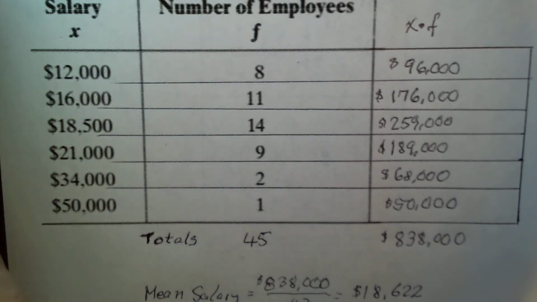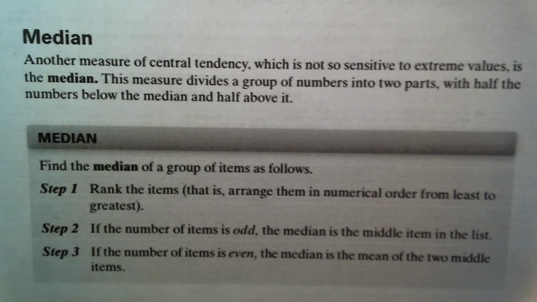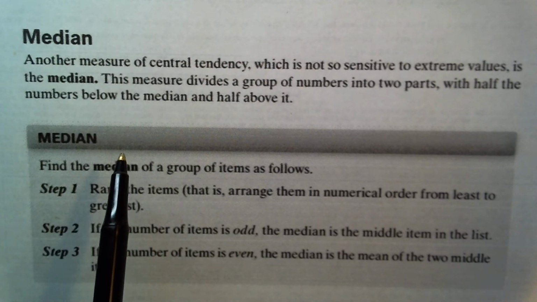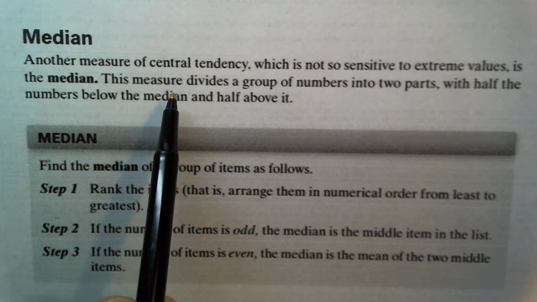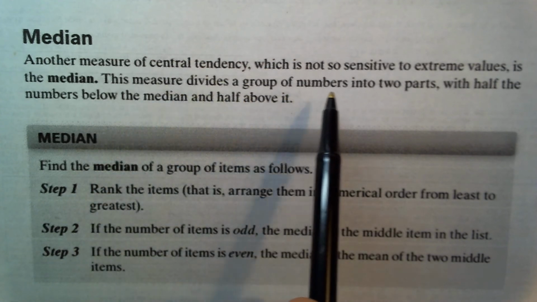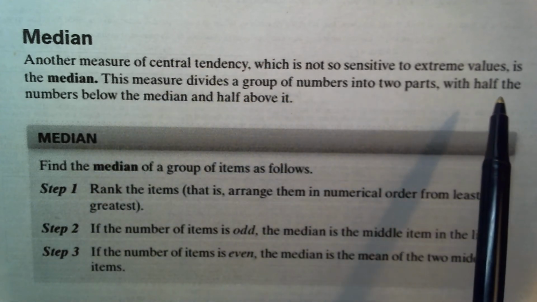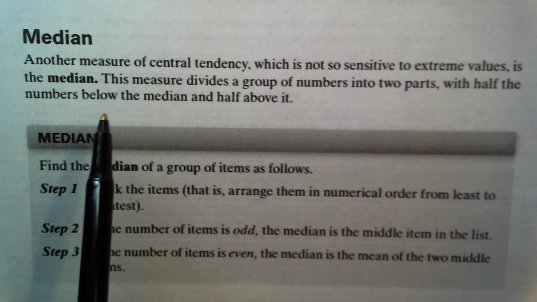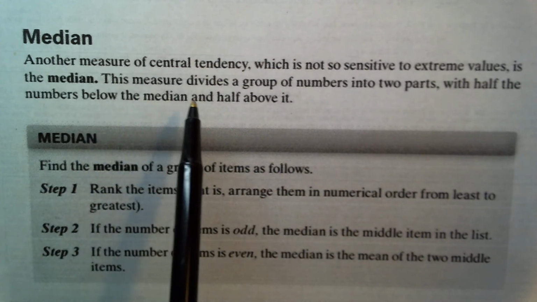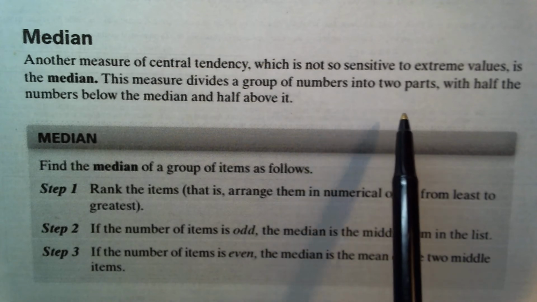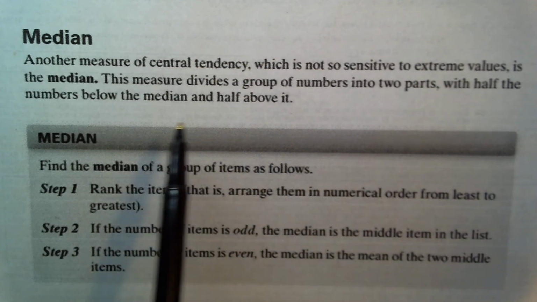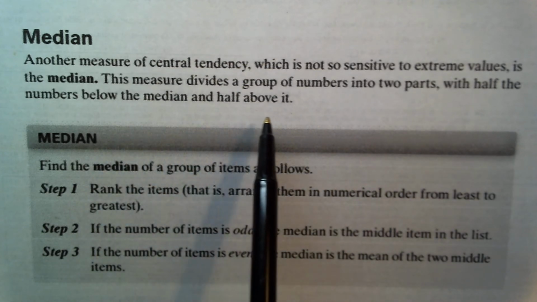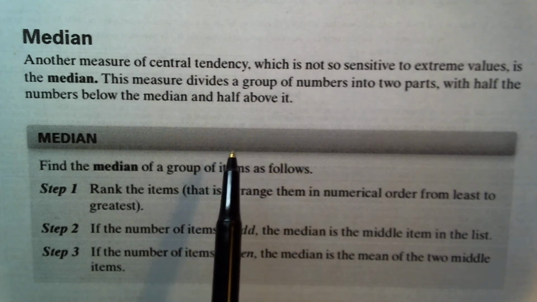Next, we're going to talk about the median, the middle number, so to speak. So another measure of central tendency that's not sensitive to extreme values, high or low, is the median. This measure divides a group of numbers into two parts, with half the numbers below the median and half above it. It's a very simple concept.